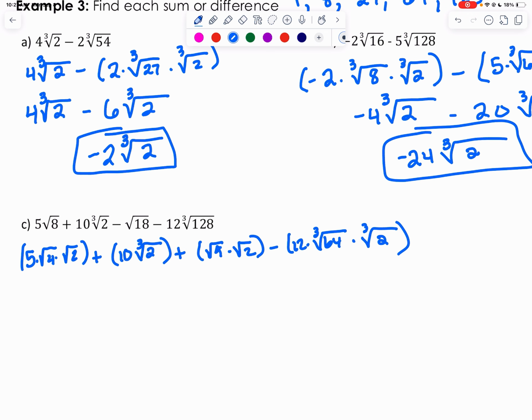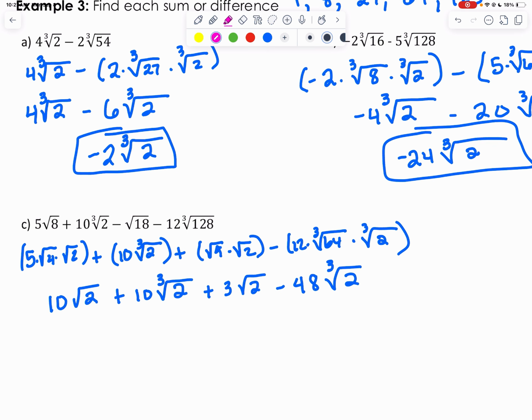Square root of 4 is 2. 5 times 2 is 10 square root 2. And then we have 10 cube root 2. All right, my third parenthesis, the square root of 9 is 3, so this would be 3 square root 2. My last parenthesis, the cube root of 64 is 4. 12 times 4 is 48, so this would be negative 48 cube root 2.